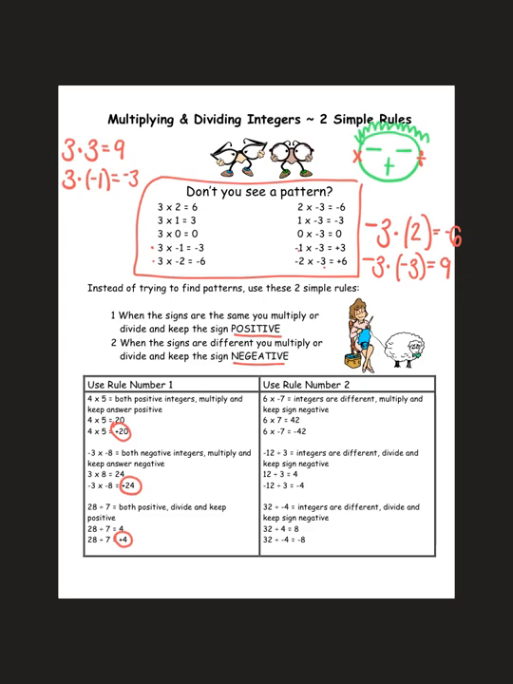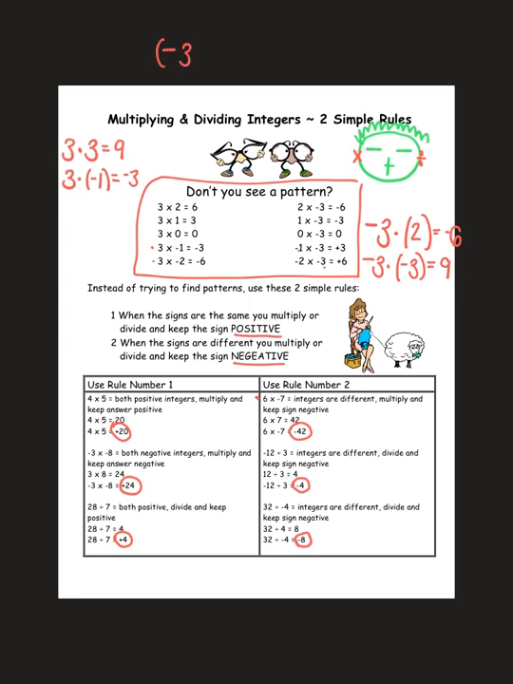So in this case, we have a positive 6 times a negative 7. Those are different, therefore it's going to be negative 42. Negative 12 divided by 3, those are different signs, therefore your answer is going to be negative 4. 32 divided by negative 8, those are different signs, therefore your answer is going to be negative. So just a couple more here. Let's go back up here to the top to write these out.